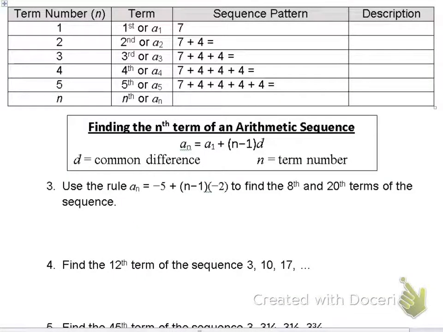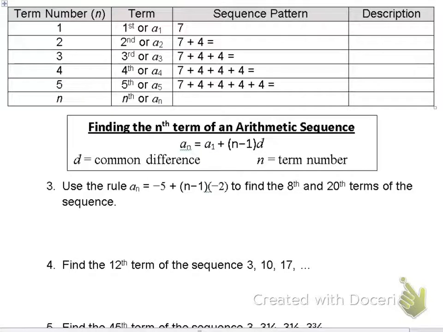This time we're going to look at our pattern in our table a little bit differently so that we can find terms without actually going through all the previous terms. We can figure out what a term would be without having to go through all of the terms before it. Because if you're trying to find the 20th term, that would take you a long time to go through the first, second, third, fourth, fifth, all the way to 20. So we're going to look at what's in the table here.